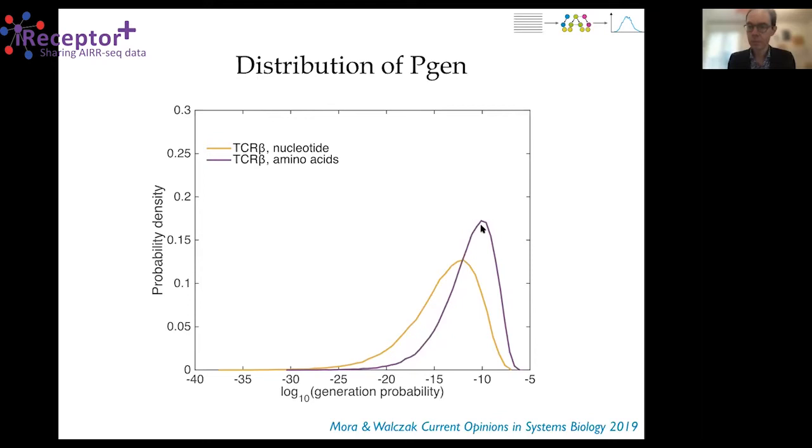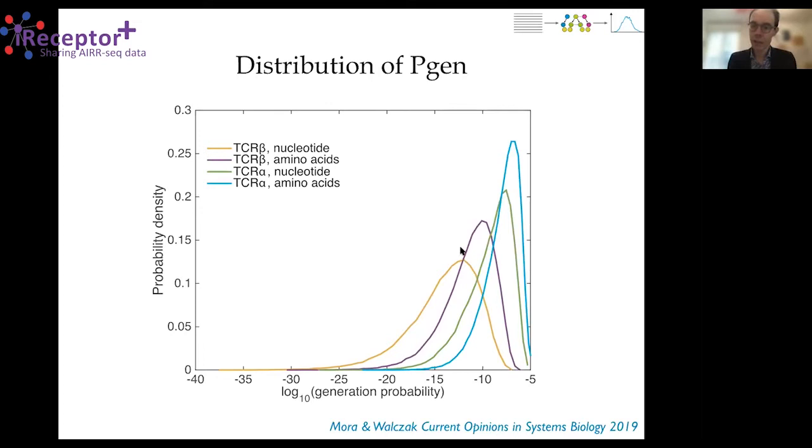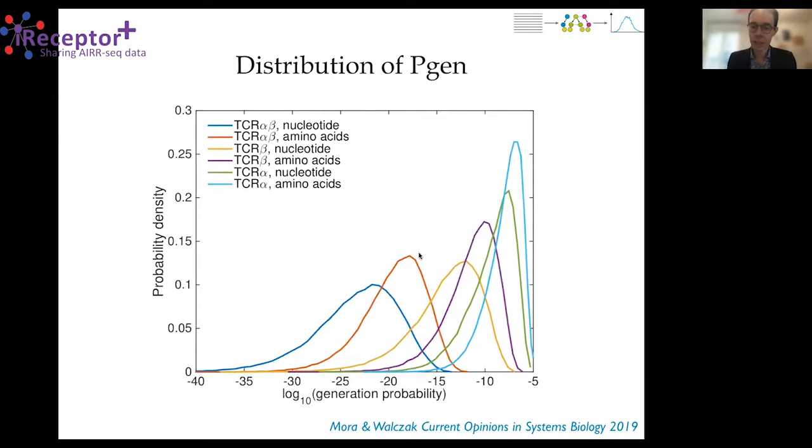And it gets even worse because there's also the alpha chain. The alpha chain is a bit less diverse, so the probability of each sequence is a bit higher. But if we talk about the full alpha beta clonotype, the typical probability, even at the amino acid level, is between 10 to the minus 15 and 10 to the minus 25. So that really tells you that each sequence that you see in a repertoire is typically extremely rare and really particular to that person.